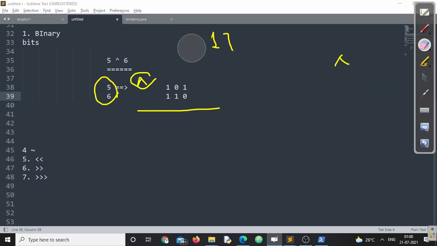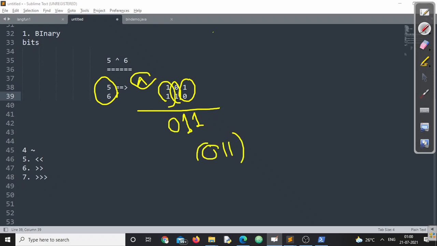Remember this point. Now, the first bit says 1 and 0. They are opposite to each other. So the result will be 1. Second, opposite to each other. The second bit will be 1. Third bit, both are 1, not opposite to each other, value will be 0. So now what we are getting, 0 1 1 in binary number.